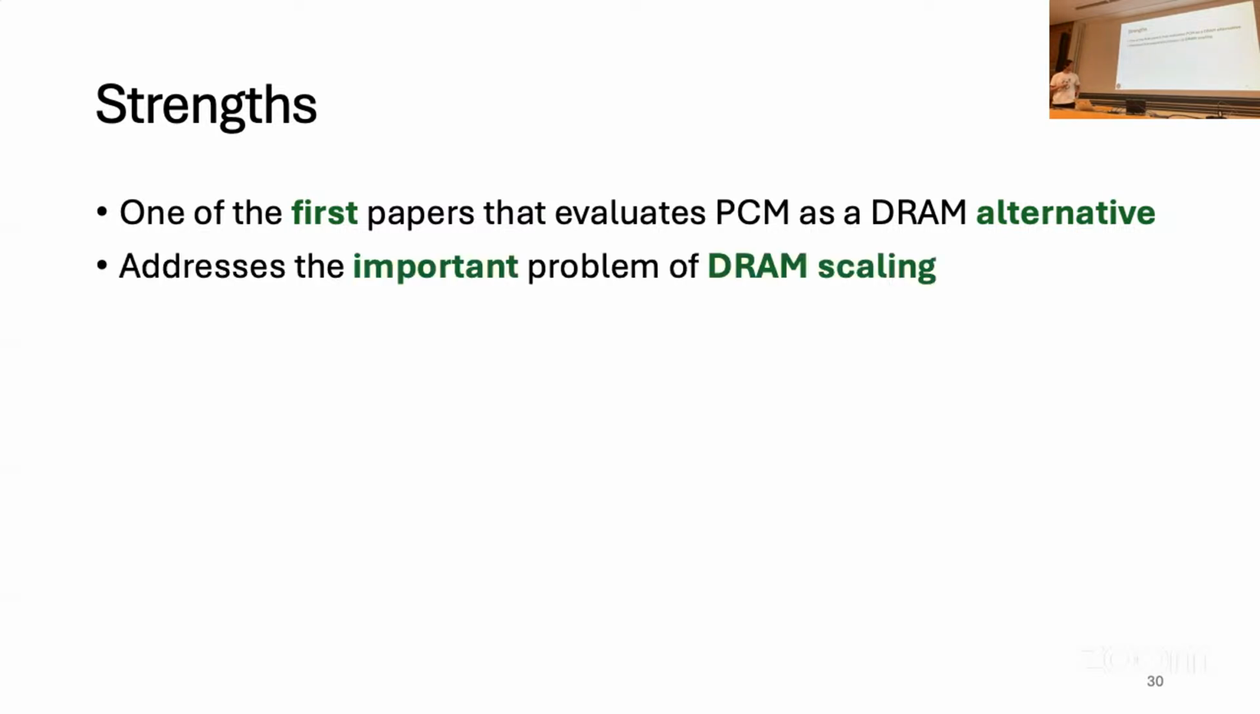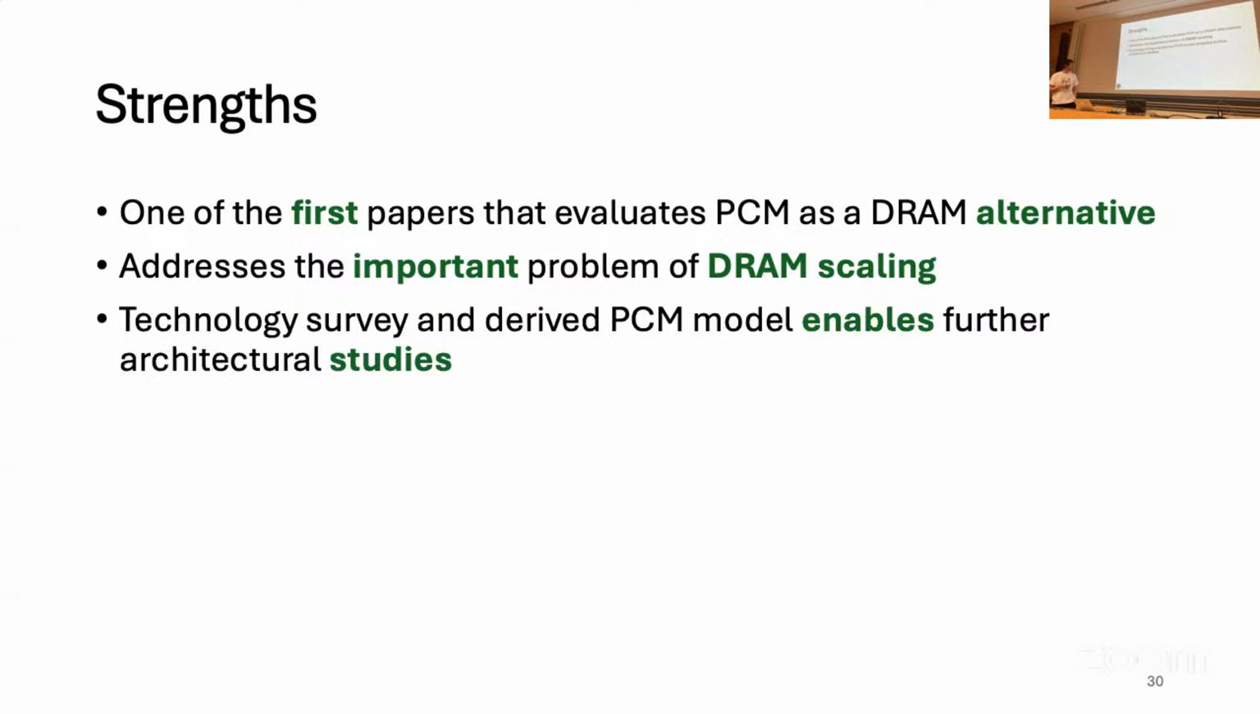So the authors really take an innovative approach, in my opinion, and challenge some of these traditional ideas. And the second big advantage of the paper is that it works on a very important problem. So the problem of DRAM scaling, or more generally memory scaling, is a well-known problem, and a lot of people have worked on it. And in my opinion, solutions are only as important as the problem they're working on. So working on an important problem is a big strength.